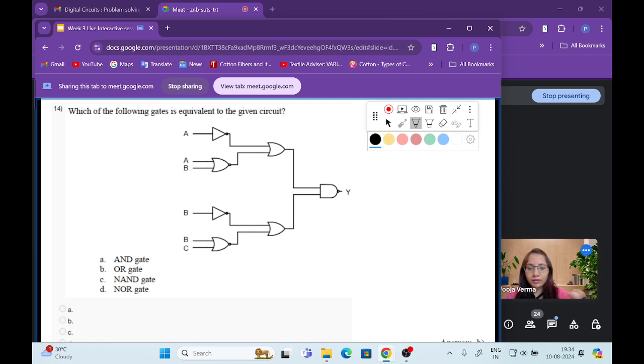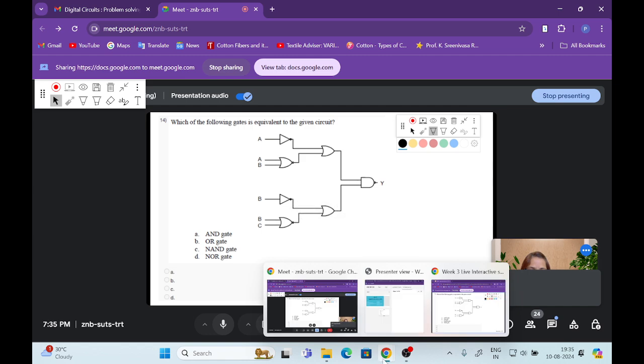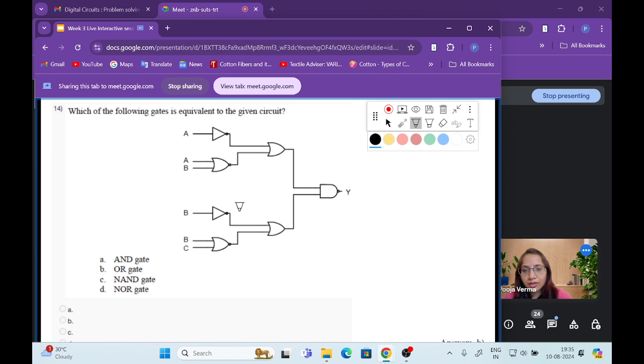So from here, you will get it is NOT gate, right? This is NOT gate. So what will be the expression output? Here it is A bar only, right? You can say A dash, and this is NOR gate. Just check. Here it is A bar. Here it is A plus B bar, right? Now this is OR gate, right? This one is OR gate.